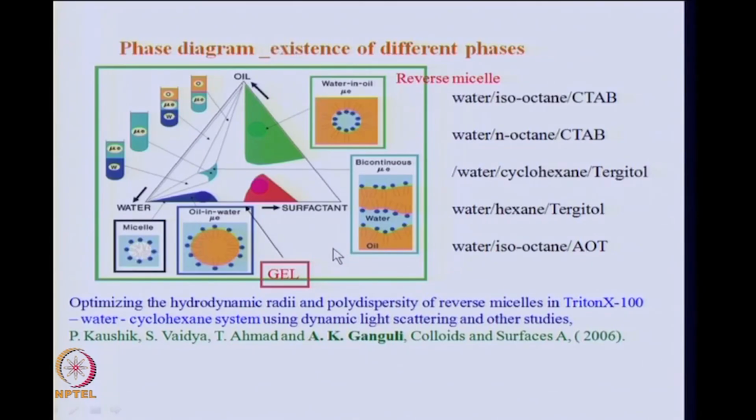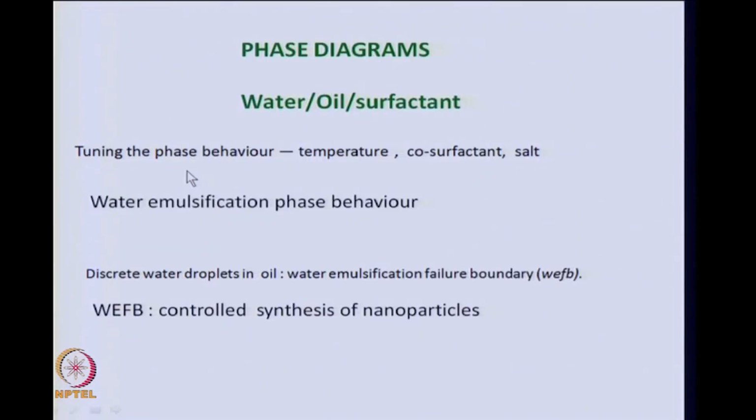However, if you add a co-surfactant, then you have not only water, surfactant and oil, you also have a fourth component which is a co-surfactant, and so you will have to draw or understand a quaternary phase diagram, which is still more complex. So, you have to use phase diagrams, and to tune the phase behavior you can control the temperature, the co-surfactant and the salt, and then you can understand what is called the water emulsification phase behavior.